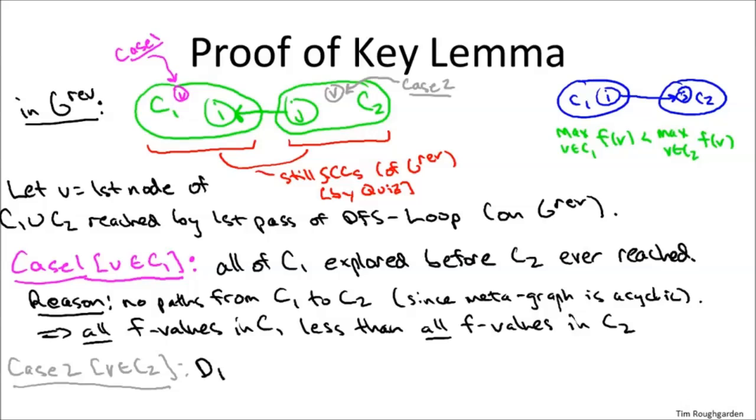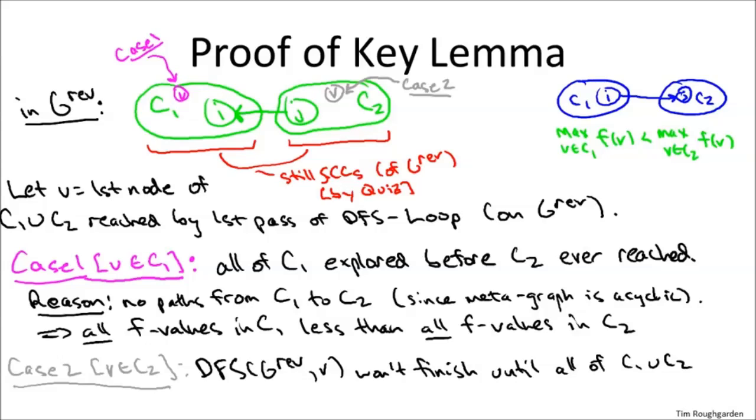Right? So we recursively explore all of the outgoing arcs, they recursively explore all of their outgoing arcs, and so on. It's only when all paths going out of V have been totally explored and exhausted that we finally backtrack all the way to V and we consider ourselves done with it. That is, depth first search in the reverse graph initiated at V won't finish until everything findable has been completely explored. Because there's an arc from C2 to C1, obviously everything in C2 is findable from V, that's strongly connected.